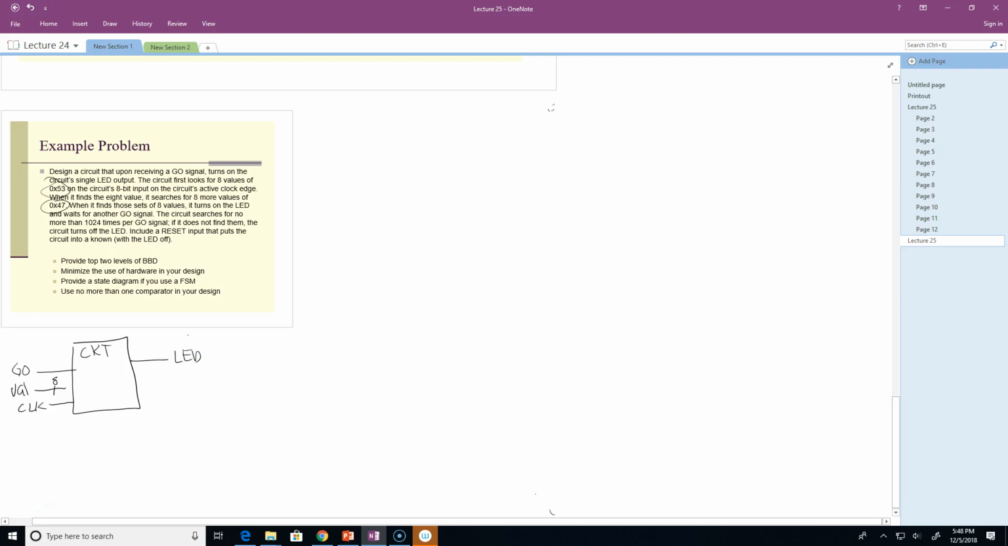And once again, the LED is going to turn on when I find those two sequences in 1024 values or less. Otherwise, it's going to turn off. Okay, so I might as well start this problem.